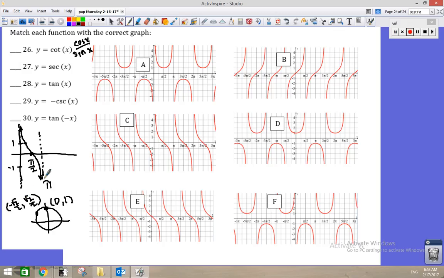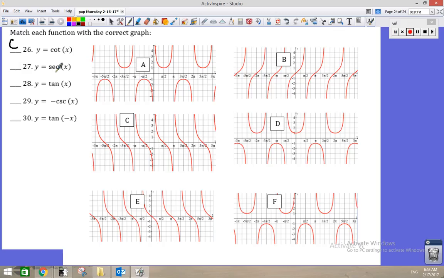So I'm looking for this as my cycle, so I can see it's definitely not going to be these ones that are parabolic in shape. It's not going through the origin. It looks like that it's here at C, because here in E it's going through, yeah, it has to be, this first one has to be C.